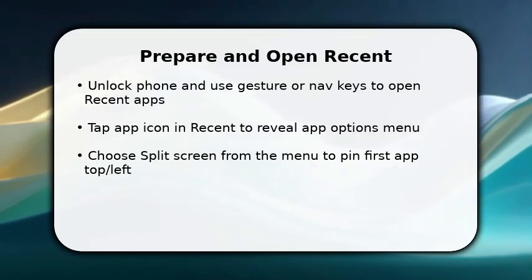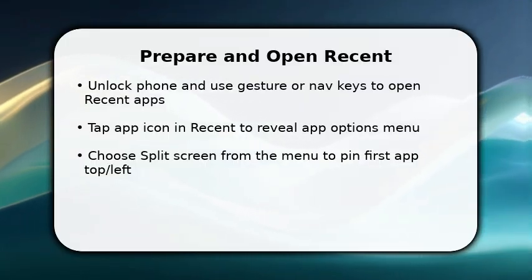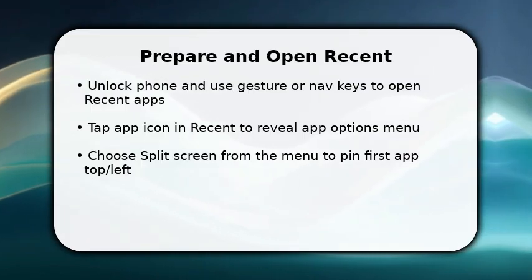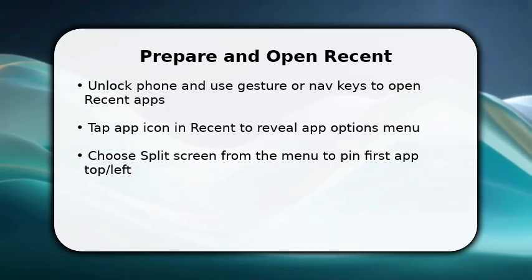You start by unlocking the Redmi K20 Pro and opening recent apps. This puts both running apps within reach. Tap the app icon at the top of its recent card to open the options menu. This is the only reliable trigger.